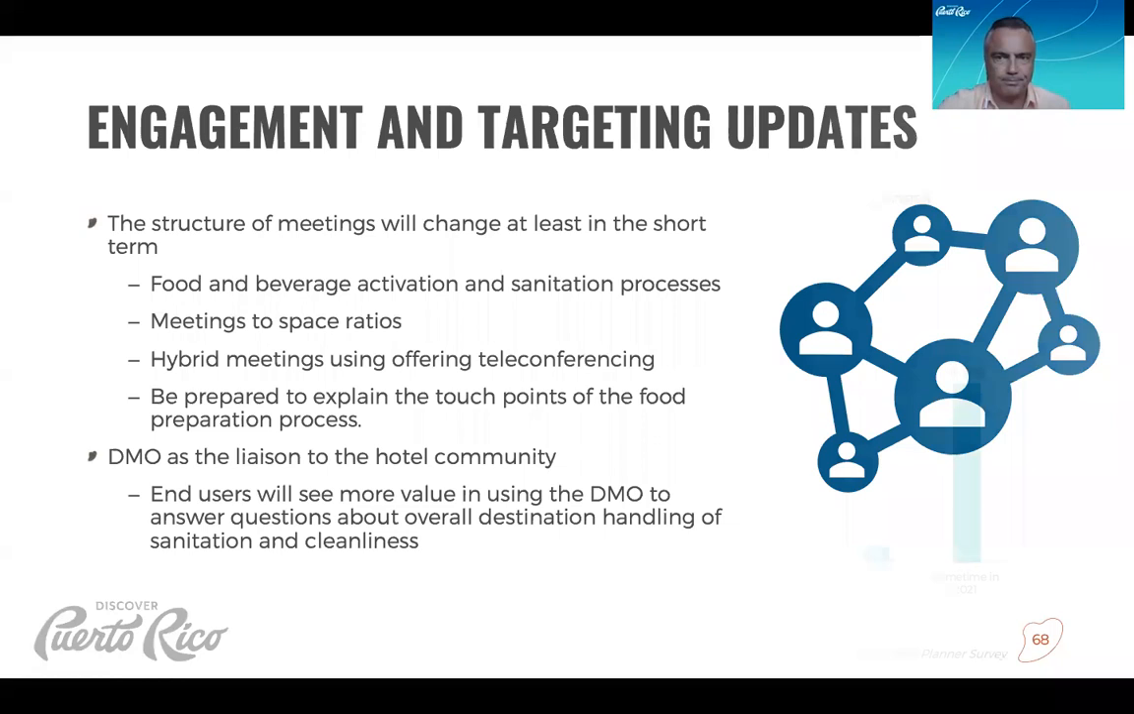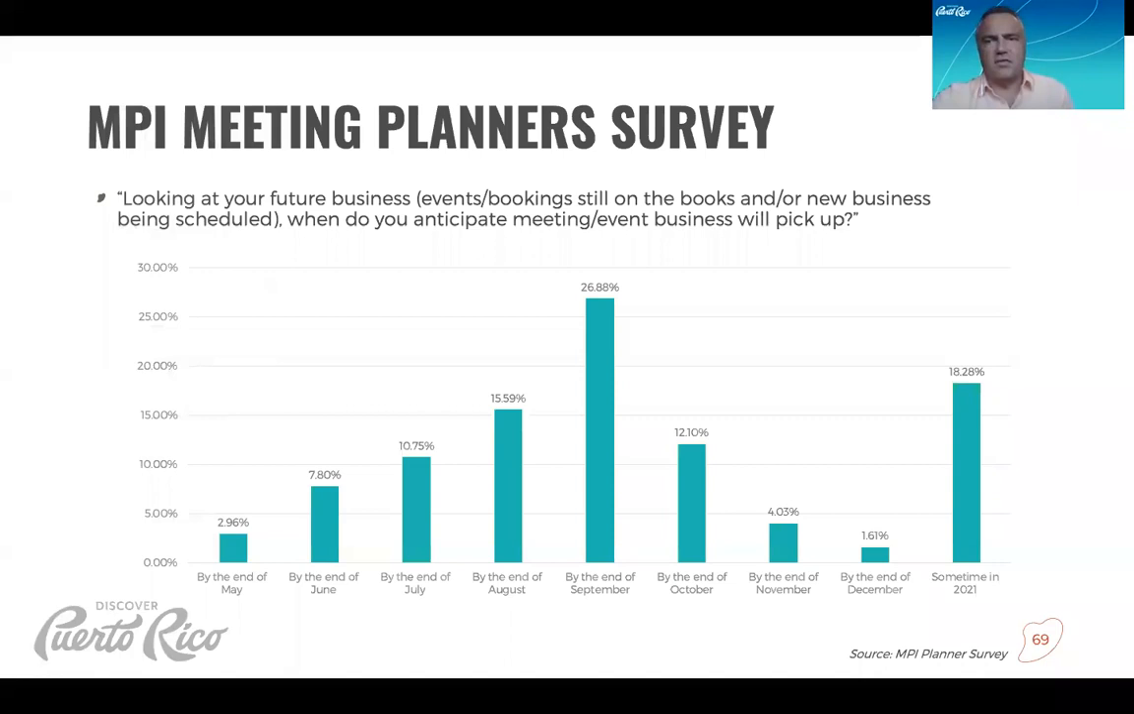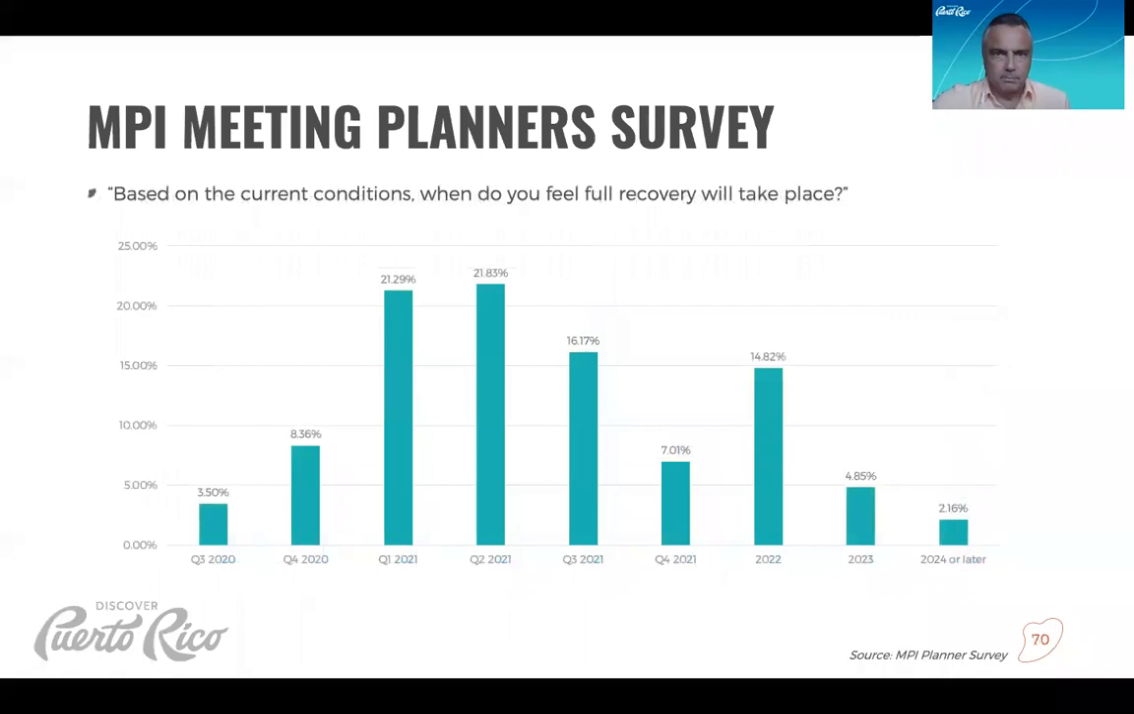And we've also completed a significant survey through Meeting Planners International to take an even deeper dive into the current thought process and future behavior of the meeting planner. When we asked them about future events that were either on the books or being scheduled, over 80% believed that they will hold meetings before the end of this year. However, the vast majority, or over 88% of planners, believe that a full recovery will not occur in meetings until Q1 of 2021 and beyond.